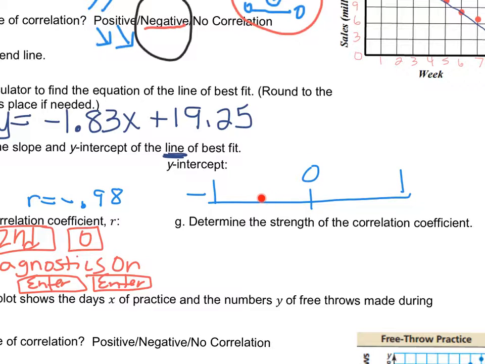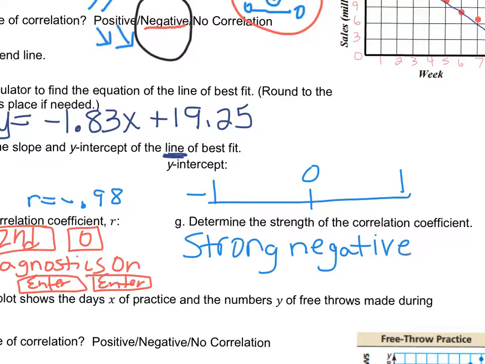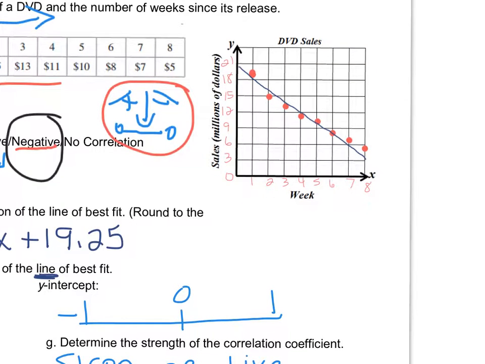So the closer your number is to either -1 or +1, the stronger the correlation. So when we look, we've got negative 0.98. So we have what's considered a strong correlation, because it's very close to the -1, negative. And that's all the correlation coefficient tells us. And that makes sense because when we look back at our picture, we've got almost a straight line. All my dots are very, very close to my line.